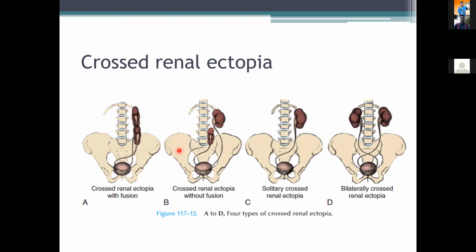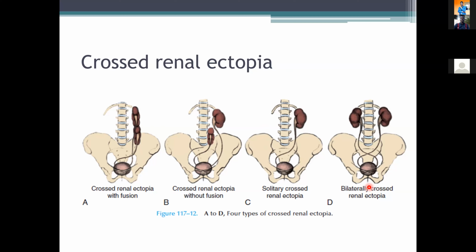You can see these kidneys are fused. This is crossed renal ectopia without fusion. So this kidney on this side crossed, but it is not fused with the one that is on the normal side. Okay, and then you can have a solitary crossed renal ectopia where there is renal agenesis. I think we had also talked about it briefly. So there is renal agenesis. On this side the kidney did not form. On this side where the kidney formed, it also crossed to occupy the renal bed on the opposite side.